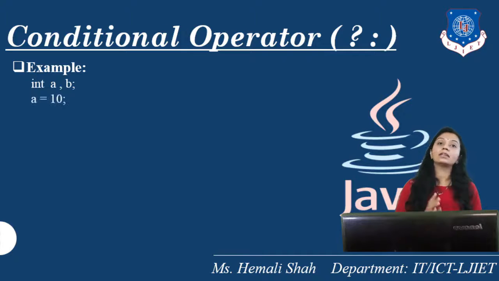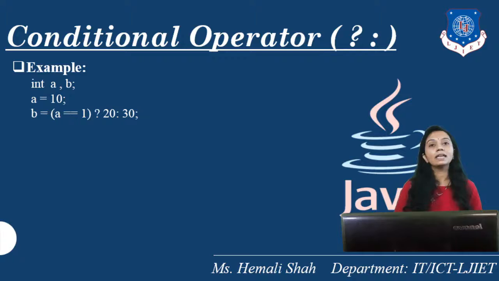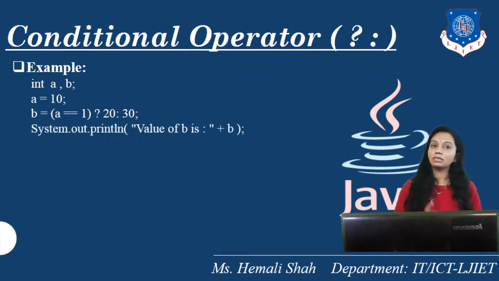Suppose a and b are variables, with a having the value 10. For b, I am checking the condition a equals 1, then question mark 20 colon 30. What will be assigned inside b? Can you judge? a does not equal 1, right? This is false, that's why it assigns 30 to b. So the answer of b will become 30.